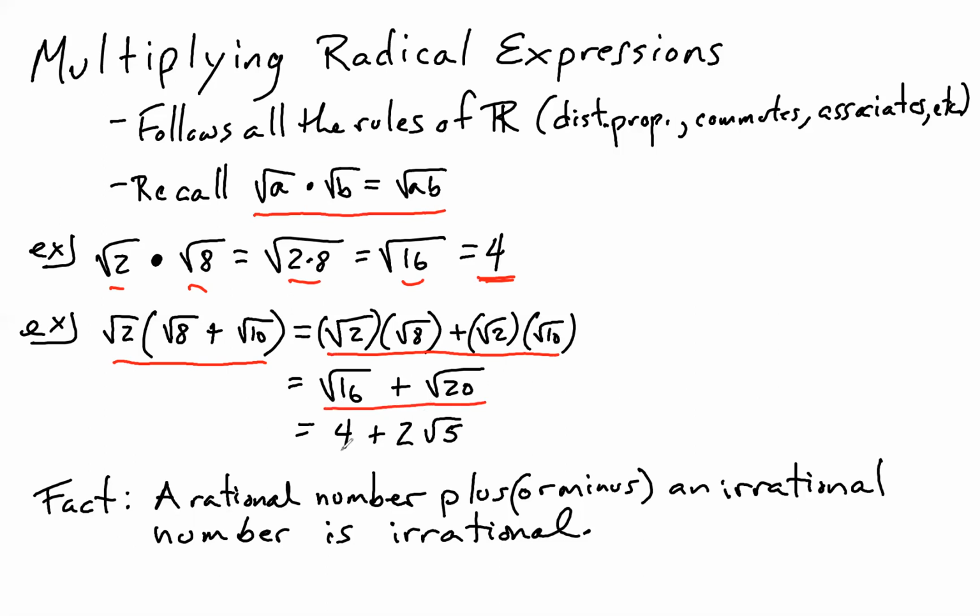Combine up terms, simplify. Don't forget, 20 is 4 times 5. 4 is a perfect square. We pull out that perfect square factor. So we see also now I have a rational number 4 plus an irrational number, and those are always irrational.